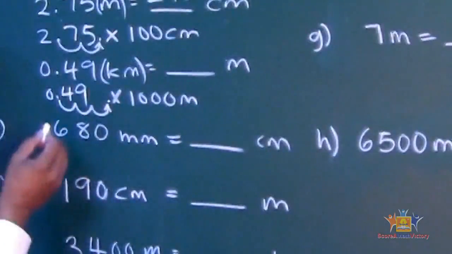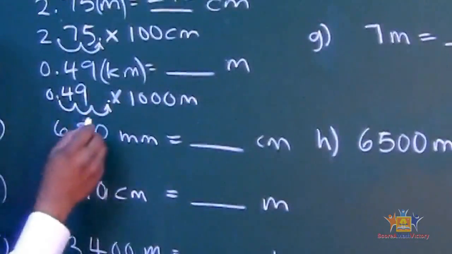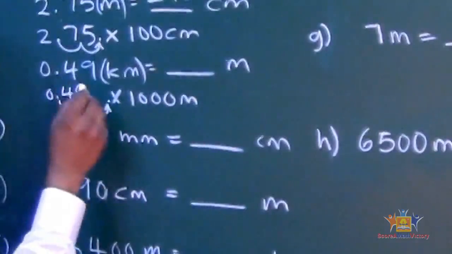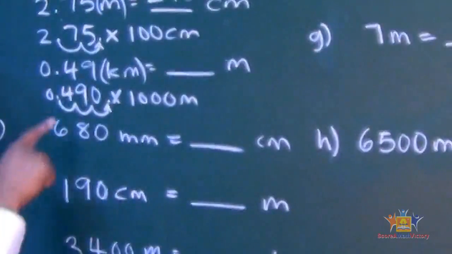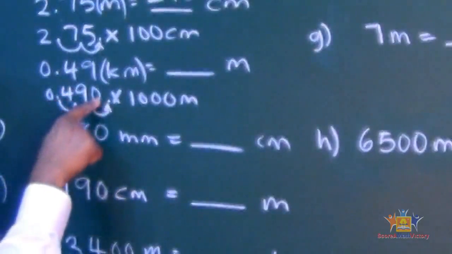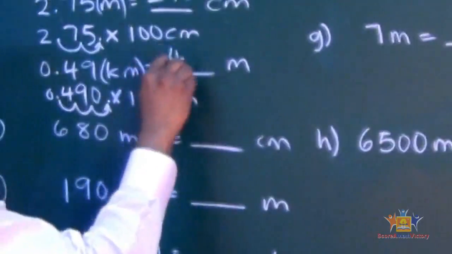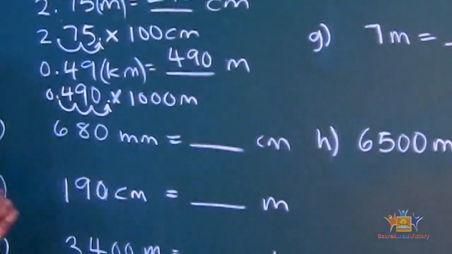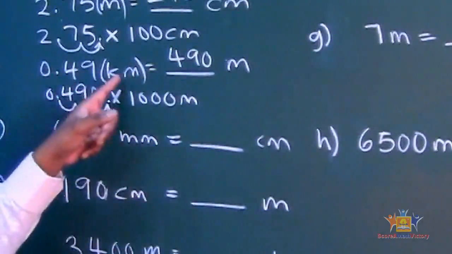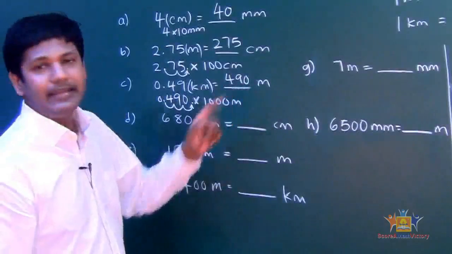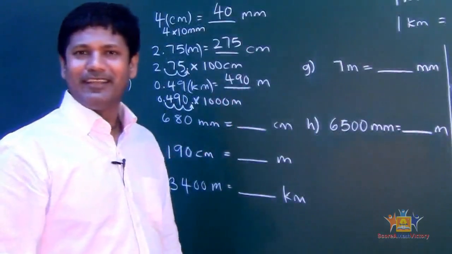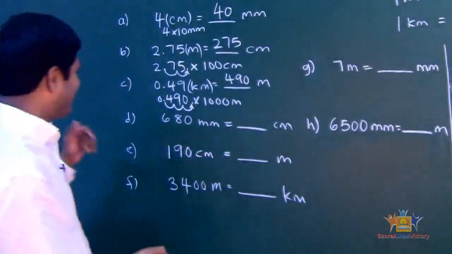The first bubble has 4 in it. The second bubble has 9 in it. This is the third bubble. There's nothing, but you put a 0 in it. So that becomes 490 meters. Okay? 490 meters. So 0.49 kilometers equals 490 meters. See that? Pretty easy, isn't it? Okay, let's look at the next one.